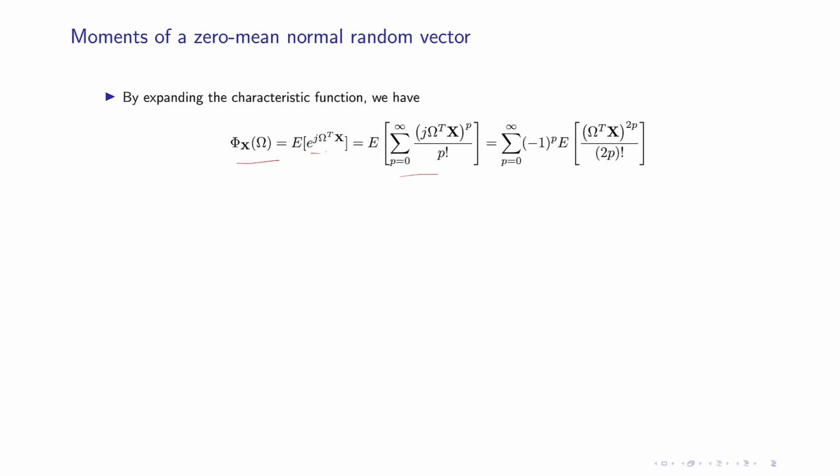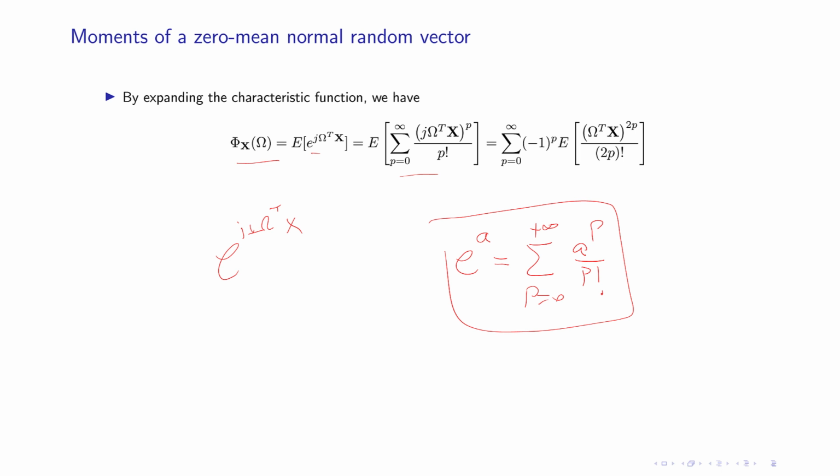what you could do, you have e to the power j omega transpose x, and then you know that e to the power a is equal to the summation of a to the power of p divided by p factorial, with p from 0 to plus infinity. This is the Taylor series expansion for the exponential function. So this a is equal to j omega transpose x. So if you compare, e to the power of j omega transpose x is that. So the expected value is there, and if I use that, then I get this expression.